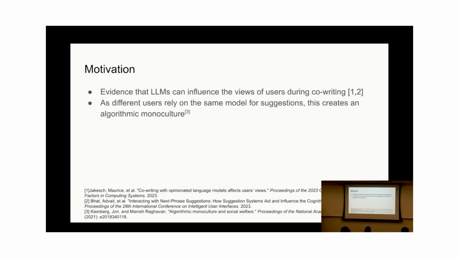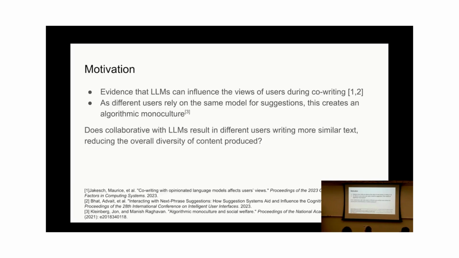Additionally, what's happening now is many different users are each using the same model. The canonical example is ChatGPT, where everybody around the world uses the same tool to write emails. This has the potential to create what's called an algorithmic monoculture, and there's a long line of research here. But specific to our topic, what we're going to ask is, when we collaborate with large language models to write, do we end up writing more similarly to each other, and does this reduce the overall content diversity?